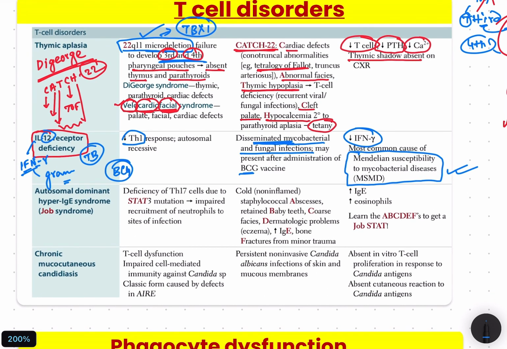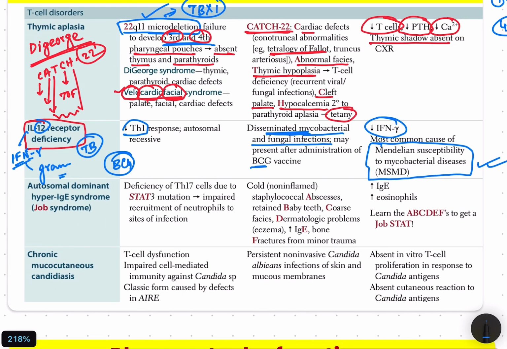Next is what is known as Job syndrome or hyper IgE syndrome. It's also a T cell disorder which causes immune deficiency. You can remember it as an autosomal dominant variety. So basically learn ABCDEF to get a job, stat. There is a STAT3 mutation, and STAT3 is required for the recruitment of neutrophils. Please understand, there is no recruitment of neutrophils to the site of infection, and that can lead to increased infections and formation of cold abscesses.